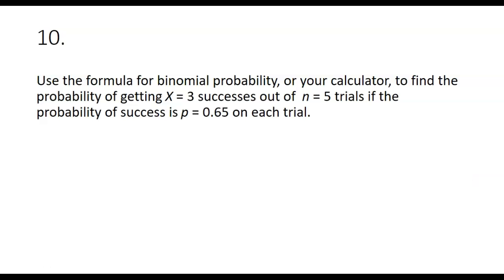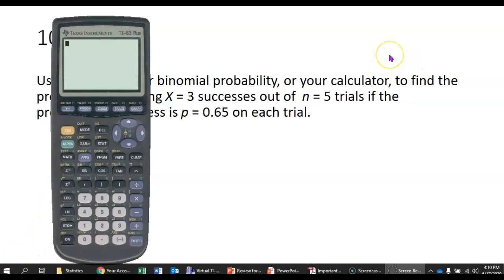Number 10, use the formula for binomial probability or your calculator to find the probability of getting x equals 3 successes out of n equals 5 trials if the probability of success is p equals 0.65 on each trial. Now, the reason I said to use the formula or your calculator is because if you try to use that table B, it's not going to work for this one because it doesn't have 0.65 as one of the choices for p.